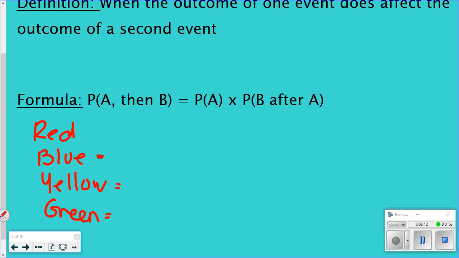So in my bag here, I have some beads. Okay. In my bag, I have red beads. I have blue. I have yellow. And I have green. And I'm going to tell you how many I have of each. The red I have 4. Blue I have 1, 2, 3. Yellow I think I had 7. And green I have 1, 2, 3, 4, 5, 6. Altogether, I should have 20 beads in here.